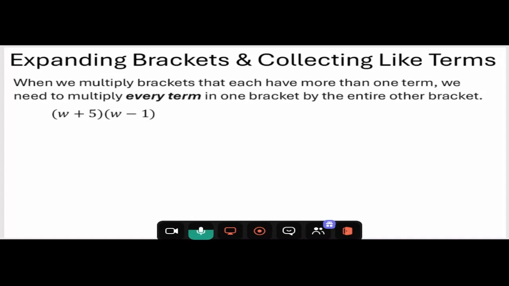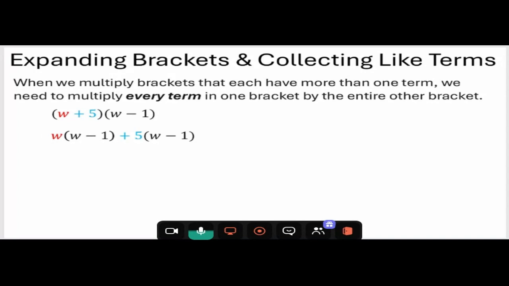If you're multiplying brackets that have 2 terms each, you need to multiply every single term in the first bracket by the entire second bracket. Or you can actually do it the other way around as well, but I'll just stick to this one. So there's the 2 terms in the first bracket. I'm going to take each of those and multiply them by the second bracket. I'll let you stare at that for a second. You see the red W got multiplied by the entire second bracket, and the blue plus 5 got multiplied by the entire second bracket. And I know technically, if it comes up, that there is a plus sign in front of that W as well.